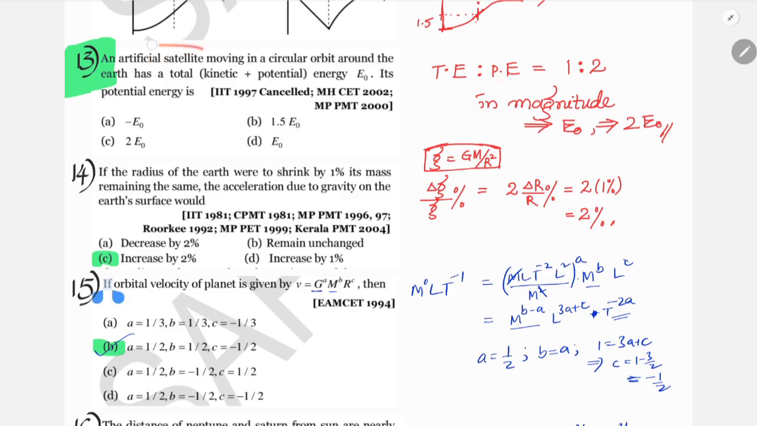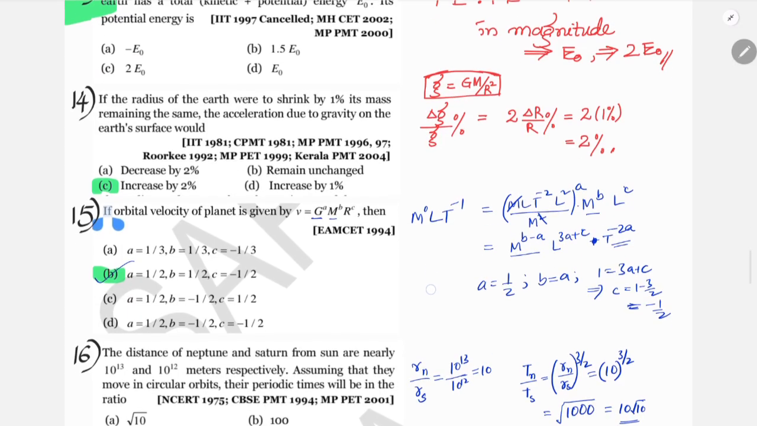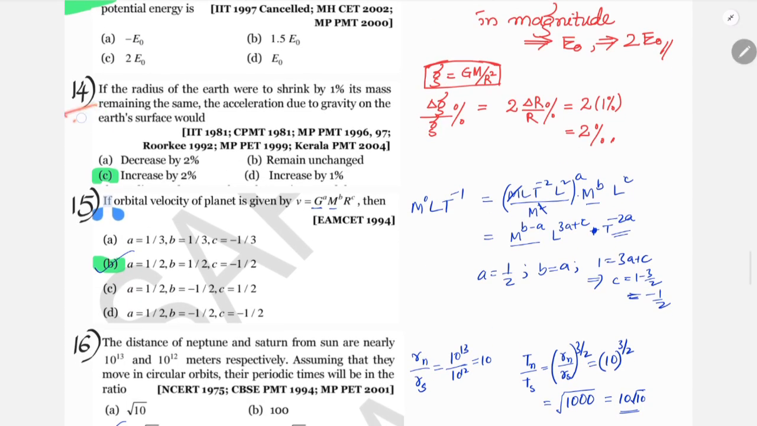Both are negative only already, if it is binding. So both negative signs get cancelled. Simply their ratio is 1:2. That's all. So that is the reason, 2 E naught. Okay, 2 E naught. Next, problem number 14.